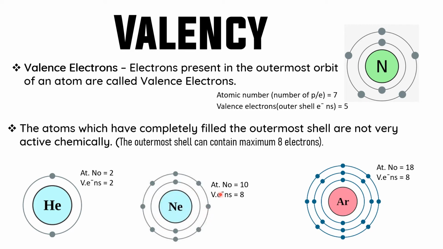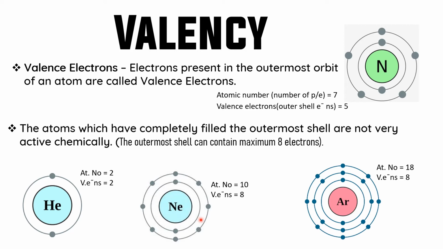Neon's atomic number is 10. In the first K shell we accommodate 2 electrons, and the second shell, that is L shell, holds a maximum of 8: 1, 2, 3, 4, 5, 6, 7, 8 electrons. So 8 plus 2 is 10. That is the atomic number of neon, and the valence electrons are 8. So neon is an inert gas. It does not take part in any chemical reaction.